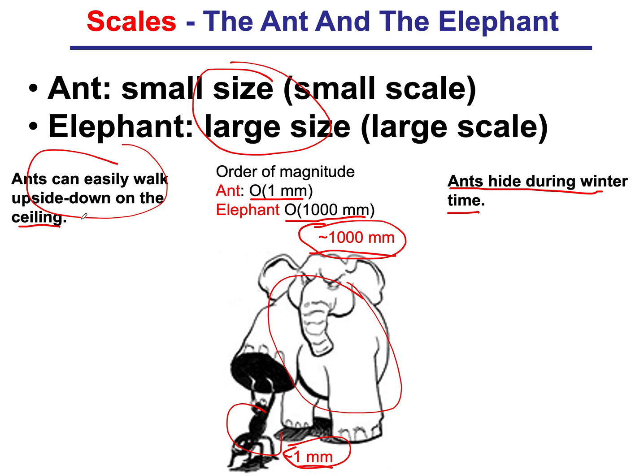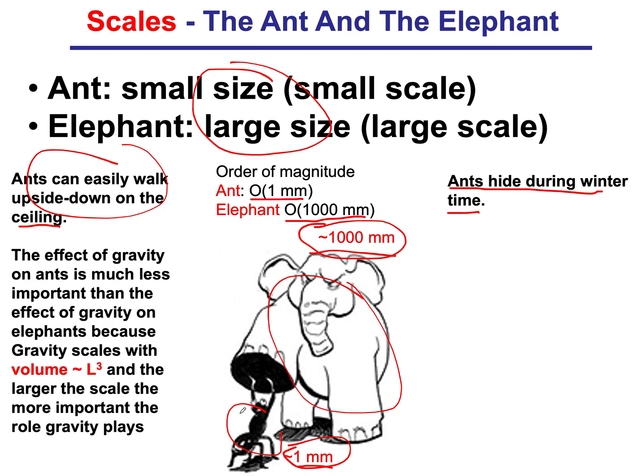But first, let's look at the argument as to why it is very strange for us to imagine an elephant walking upside down on the ceiling, while it's very easy for us to imagine that an ant can do that effortlessly. Well, the primary effect is gravity, and so let's see what gravity, the weight of this creature, has to do with its ability to walk upside down.